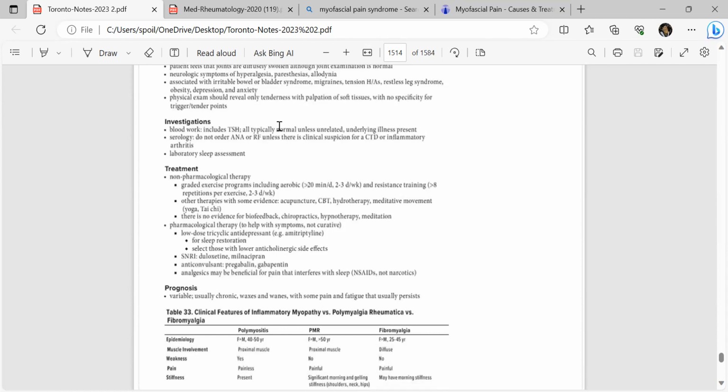Okay, and the blood workup is only TSH, all typically normal unless unrelated. And we do not have to order this unless we are suspecting something inflammatory or arthritis, so we will not order ANA or RF. And laboratory assessment is sleep assessment.